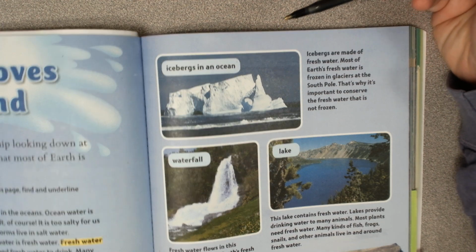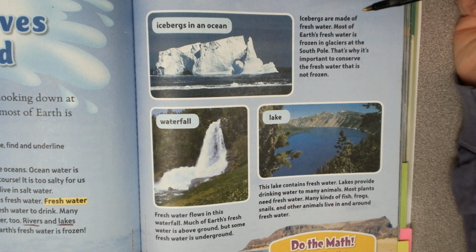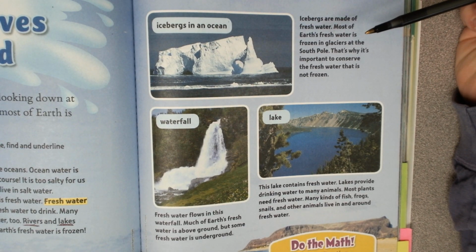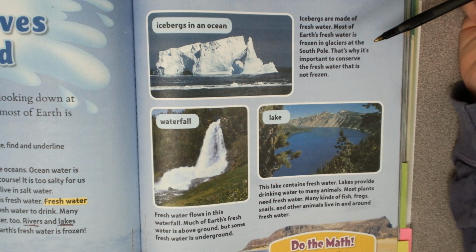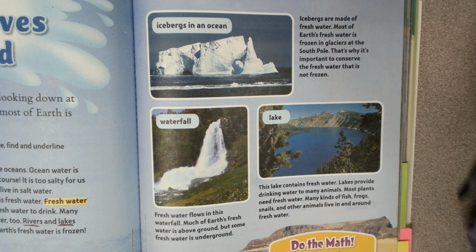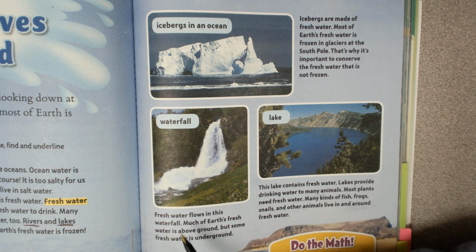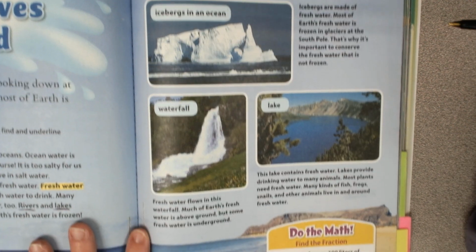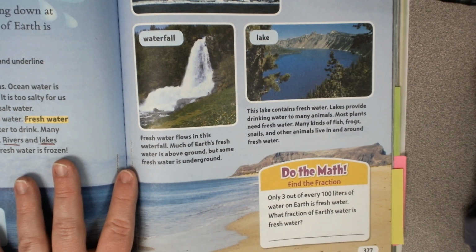Icebergs in an ocean. So icebergs are made of fresh water. Most of Earth's fresh water is frozen in glaciers at the South Pole. And that's why it's important to conserve the fresh water that is not frozen. Waterfalls. Fresh water flows in this waterfall, and much of Earth's fresh water is above ground, but some fresh water is underground. So we have things called water tables that are underground.